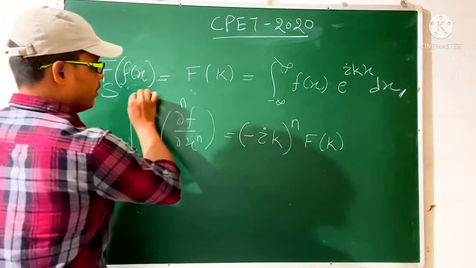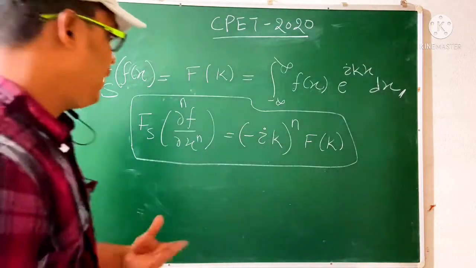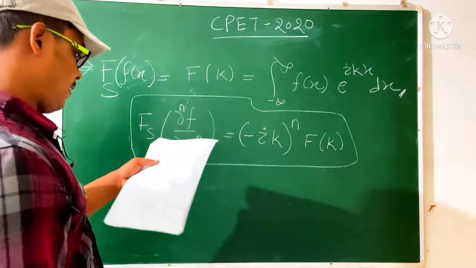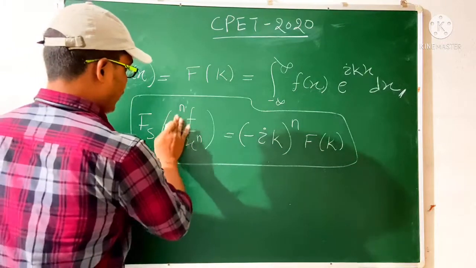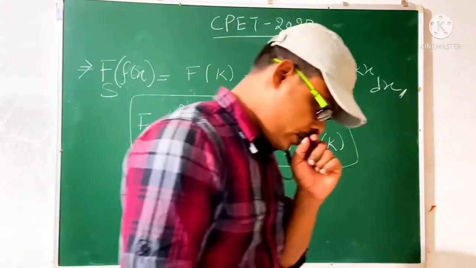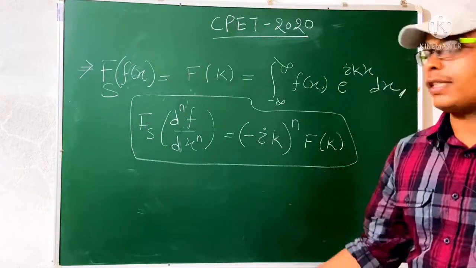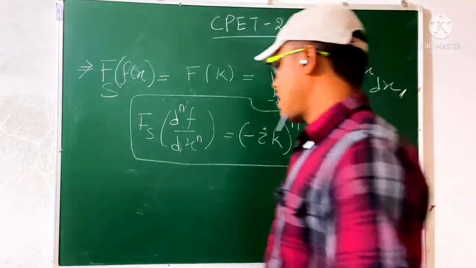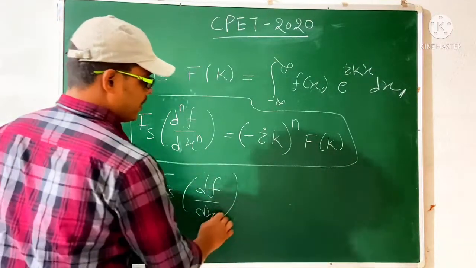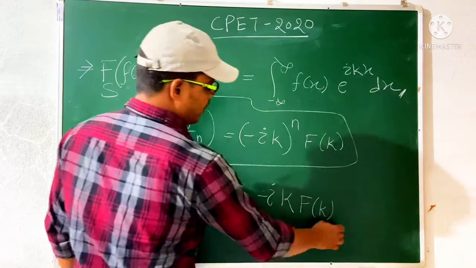So this is the formula: the Fourier transform of the nth derivative equals minus ik whole to the power n times f of k. Sorry, I have written partial derivative here, but that is an ordinary derivative. You have to remember this formula, although you can also derive it. If you take the first derivative, the question is asking what is the Fourier transform of df by dx, and the answer will be minus ik into f of k.